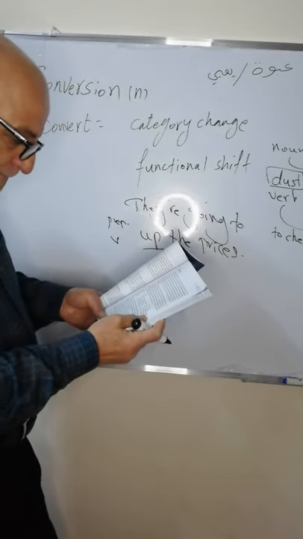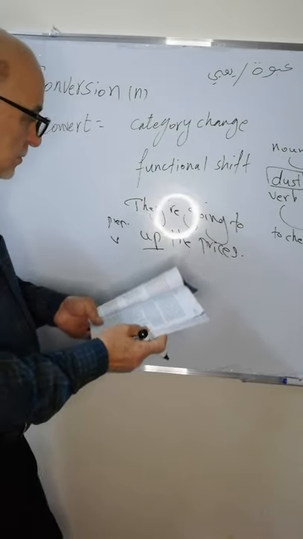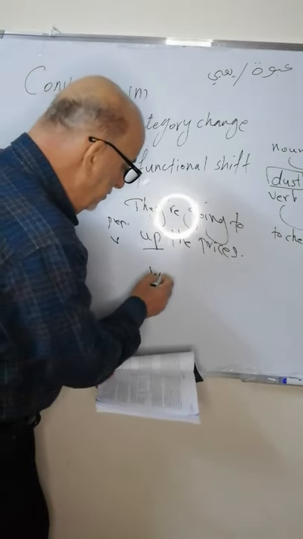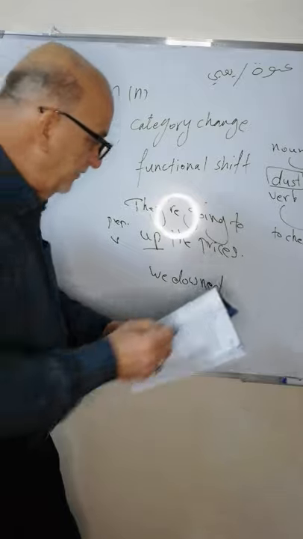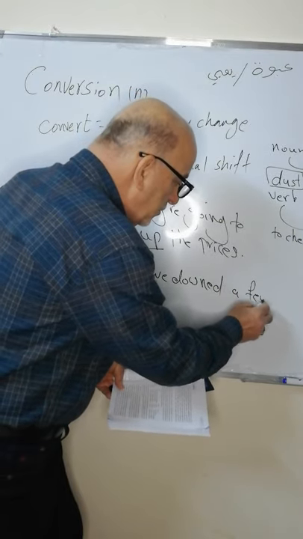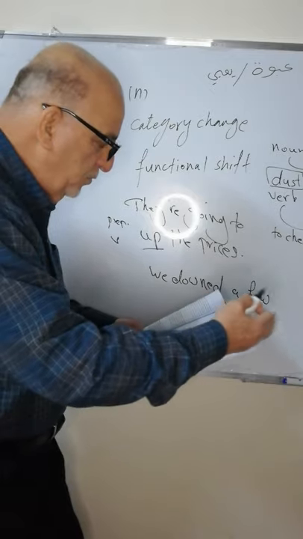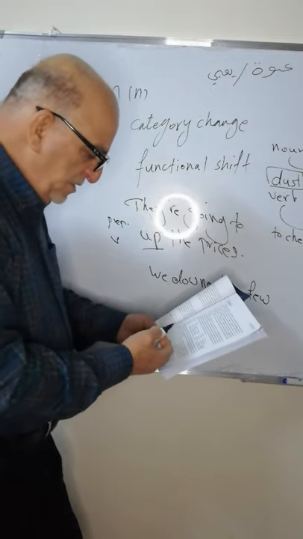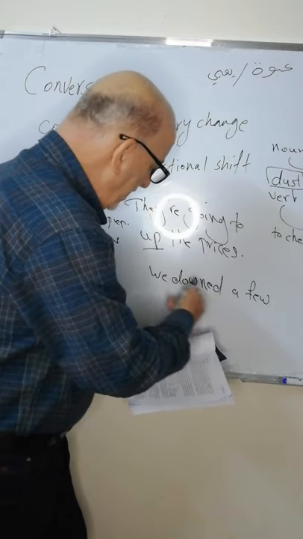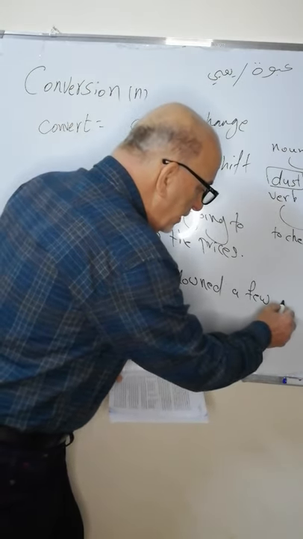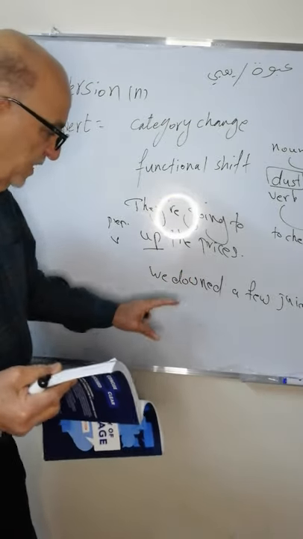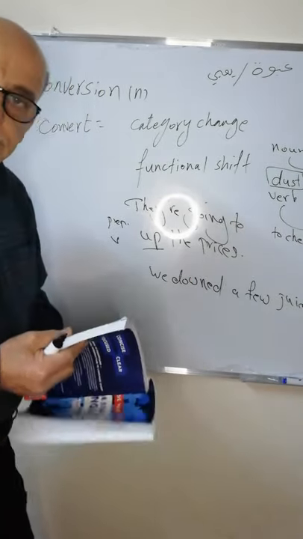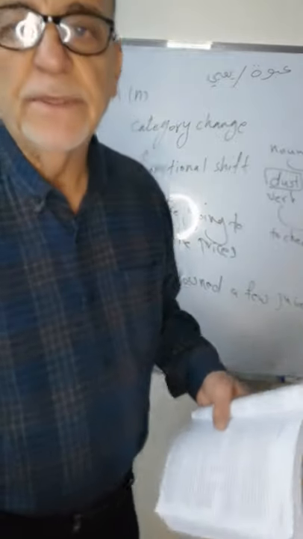Another example is down. We downed, for example, a few glasses of juices. I don't want to use the other word. We downed a few juices, meaning glasses of juices, for example. Down here, it's a preposition, but we have used it as a verb.